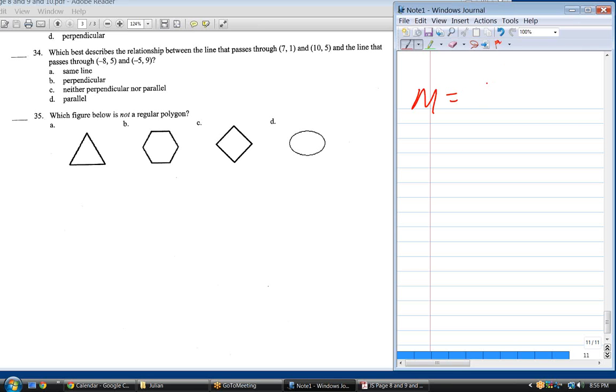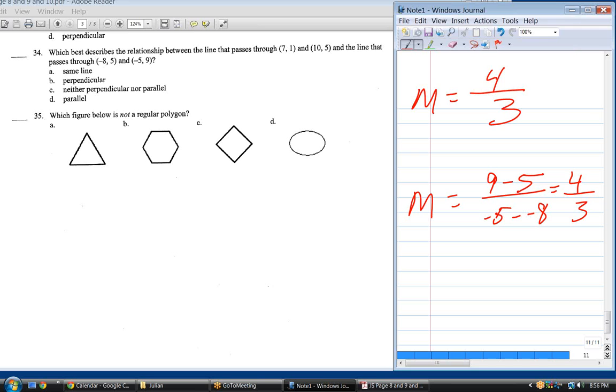Is it 3/4? It's rise over run, not run over rise. Oh, so 4/3? Uh-huh. Okay. And the other slope? 4/-3? Not negative. The rise is 9 minus 5 over minus 5 minus minus 8. That's also 4/3.